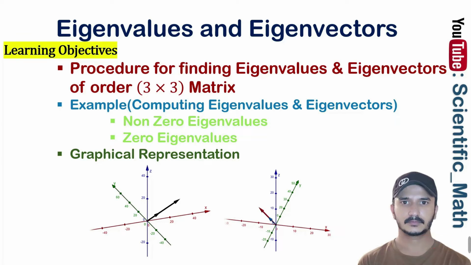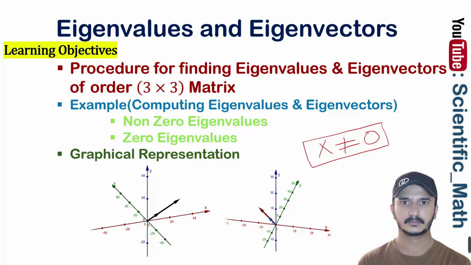In the two previous lectures on eigenvalues and eigenvectors, we studied the definition of eigenvalues and eigenvectors and their graphical representation. We also studied that the eigenvector x cannot be equal to 0, and we solved an example of a matrix of order 2 cross 2 in which we found the eigenvalues and eigenvectors for that matrix. I will provide the links to both lectures in the video description.